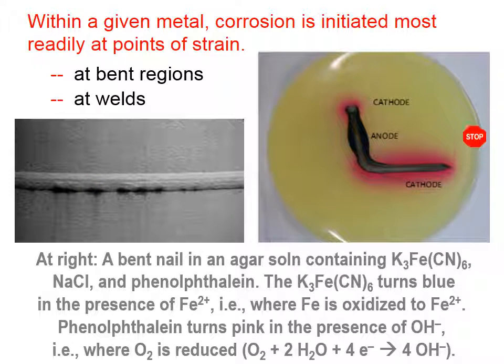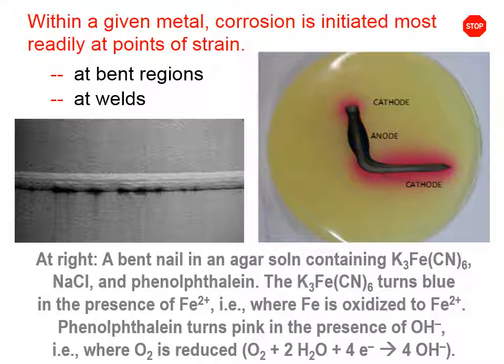Here's another research project that someone was working on, and we have a bent nail in an agar solution containing potassium ferrocyanide, sodium chloride, and phenolphthalein. The potassium ferrocyanide turns blue in the presence of the iron 2+ ion, that is where iron is oxidized to iron 2+, and phenolphthalein turns pink in the presence of the hydroxide ion, that is where O2 is reduced.